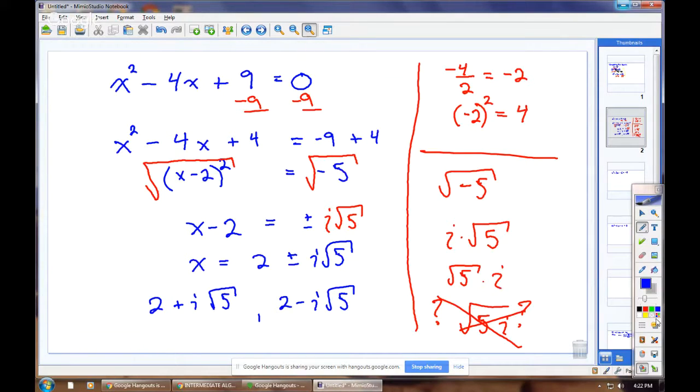The only way we have to check it is to take 2 plus i times the square root of 5 and plug it in everywhere I see an x in the original and hope it cleans up. And you've done problems like that in the last chapter to check. So feel free to do that to make sure it's right. But I feel pretty confident with that.